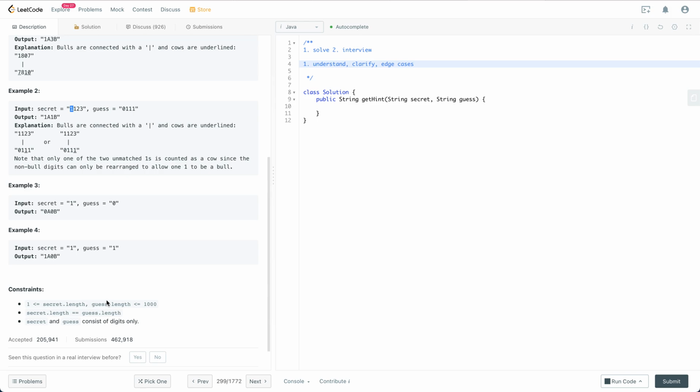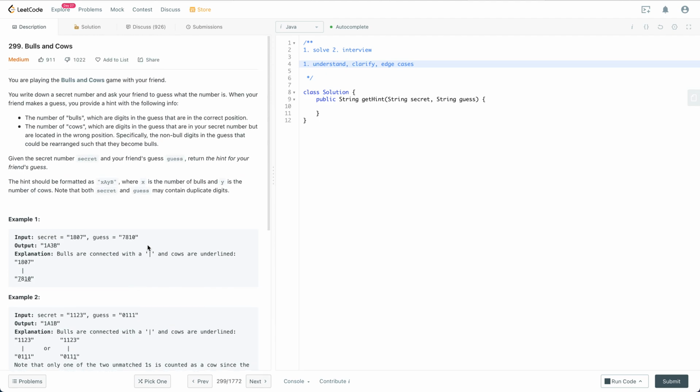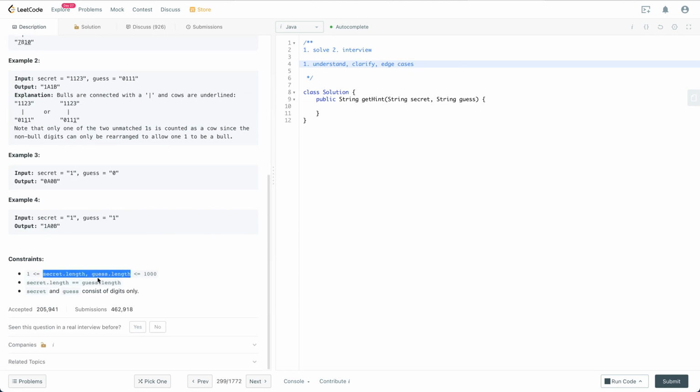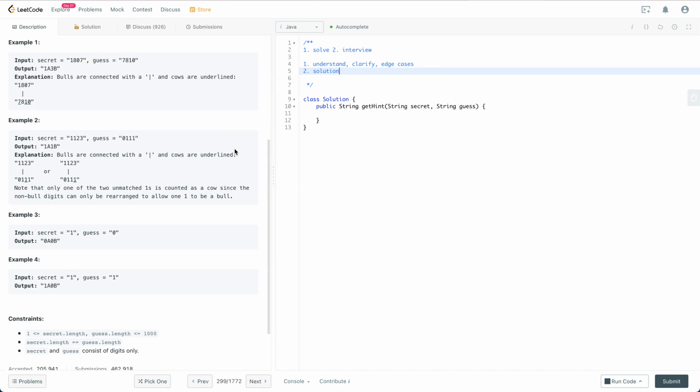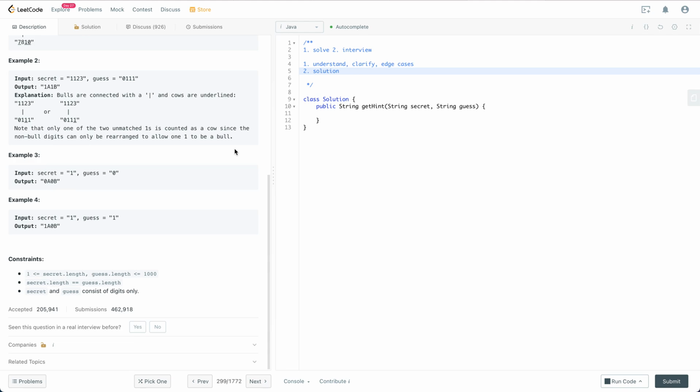Okay, let's see the constraints. It says that secret and guess are never going to be empty. Is it possible that secret and guess have different lengths? It seems that they have the same length, yes. And also secret and guess consist of digits only. Alright. Having said that, the next part is about finding solutions. We pretty much understand the question, and it seems like there isn't too much room for us to find edge cases. So let's start to think about a solution.